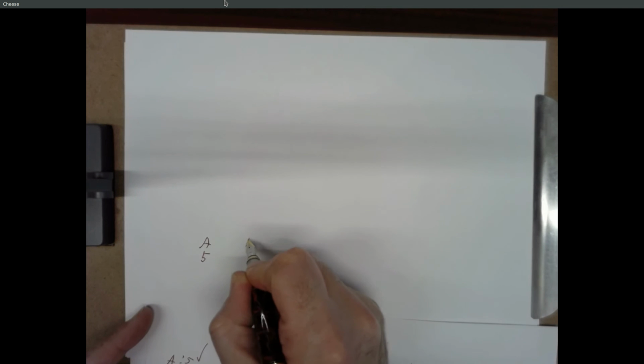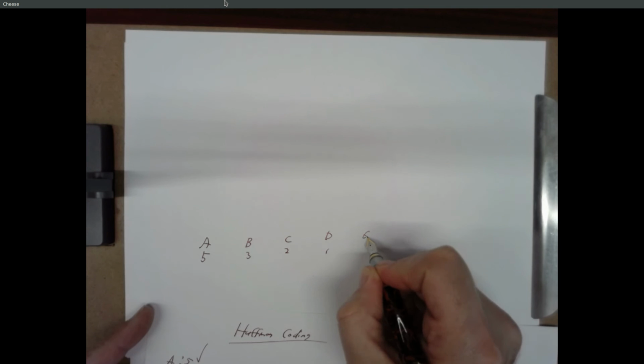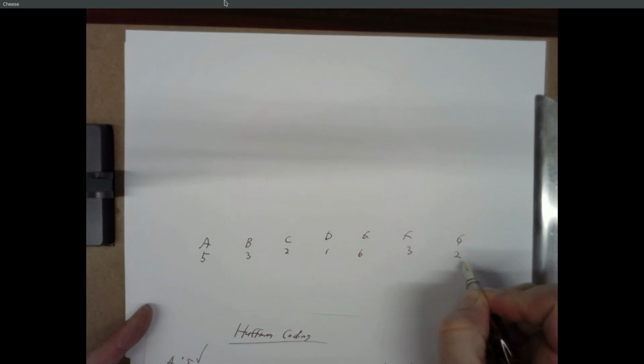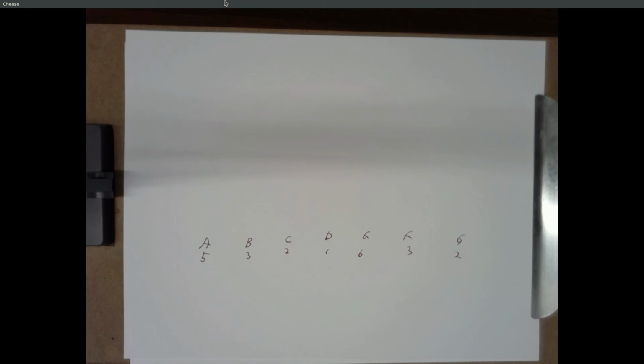A is a 5, B is a 3, C is a 2, D is a 1, E is a 6, F is a 3, and G is a 2. We can think of each of these as the root of a little tiny tree that has only one node in it, right? And our algorithm is now just find the 2 roots with the smallest value and make them children of a new root. That's all we do at every step, find the 2 roots with the smallest value, make them the children of a new root, right?